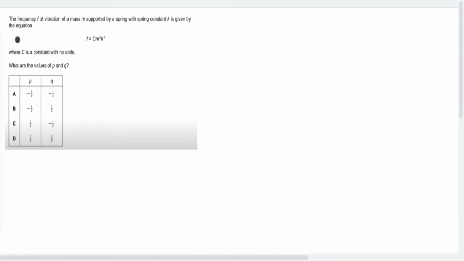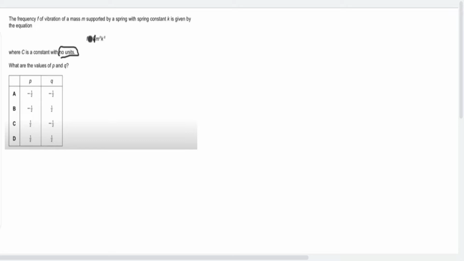Let's solve this question. The frequency f of a vibration of mass m supported by a spring with spring constant k is given by the equation f equals C m^p k^q, where C is a constant with no units. What are the values of p and q? When they say C is a constant with no units, we are going to ignore it because it has no units, so it's useless to us. We're not going to consider C when solving this question.